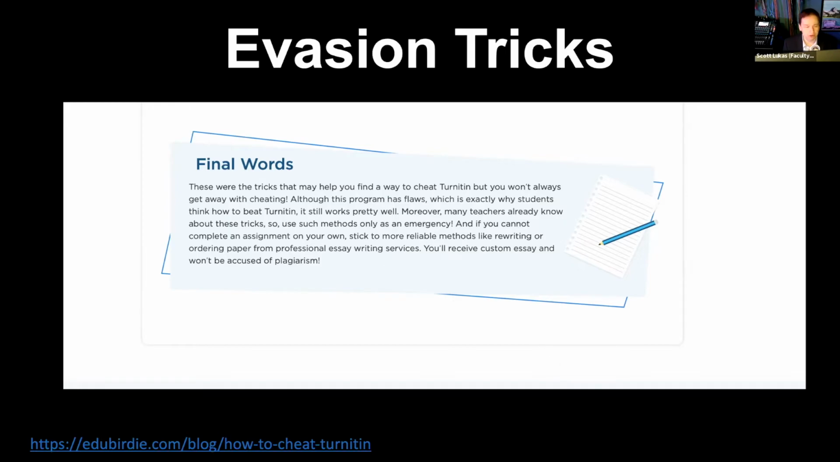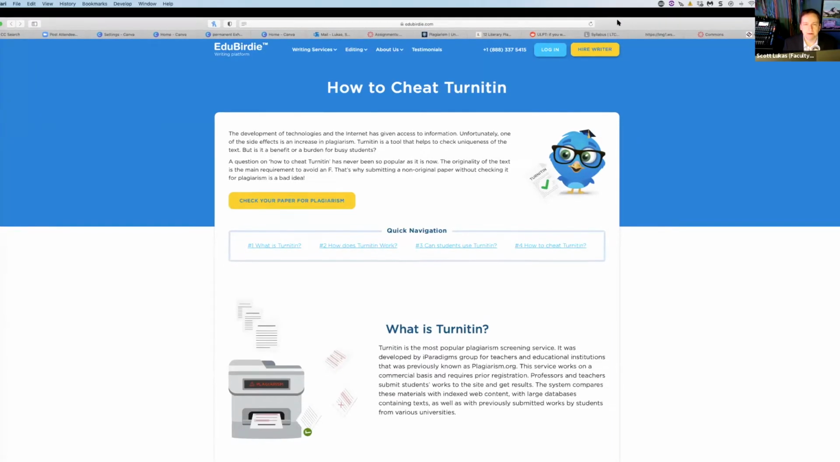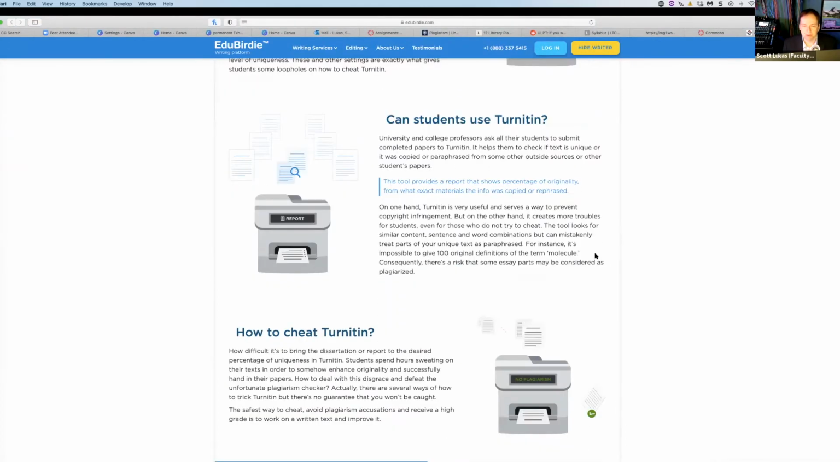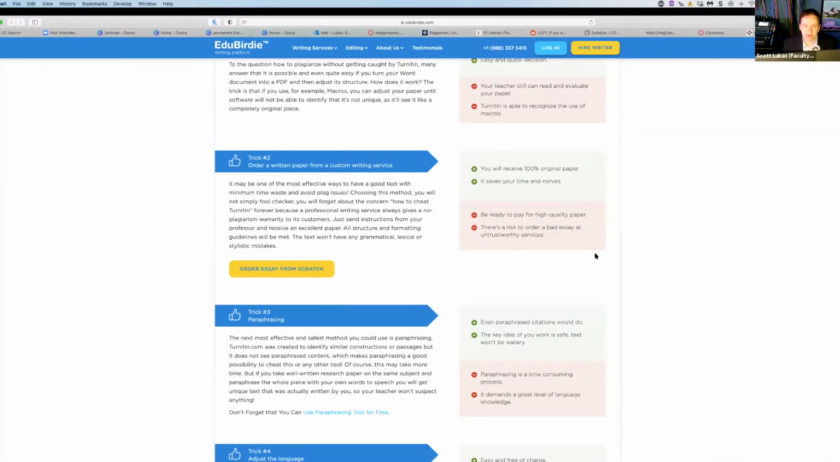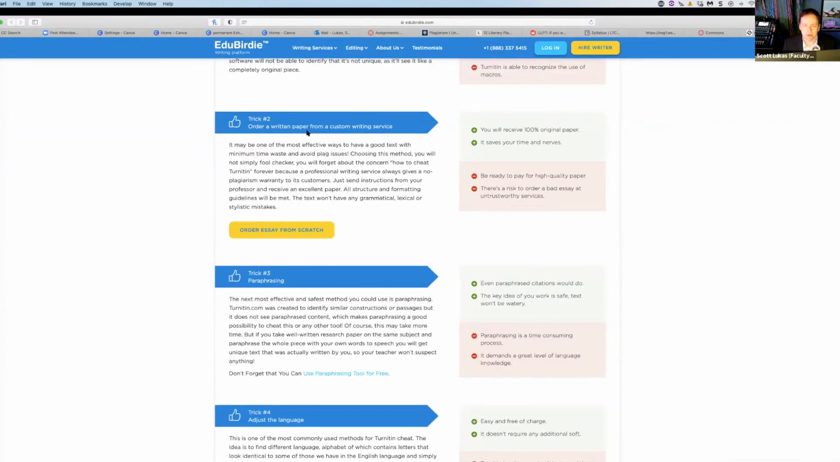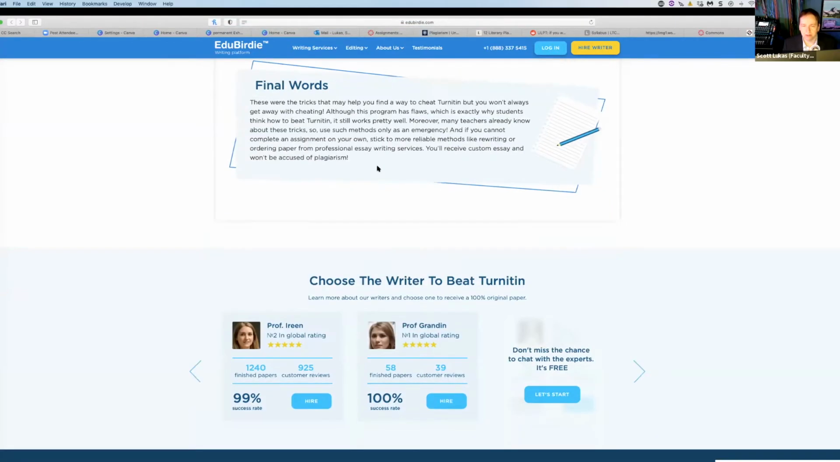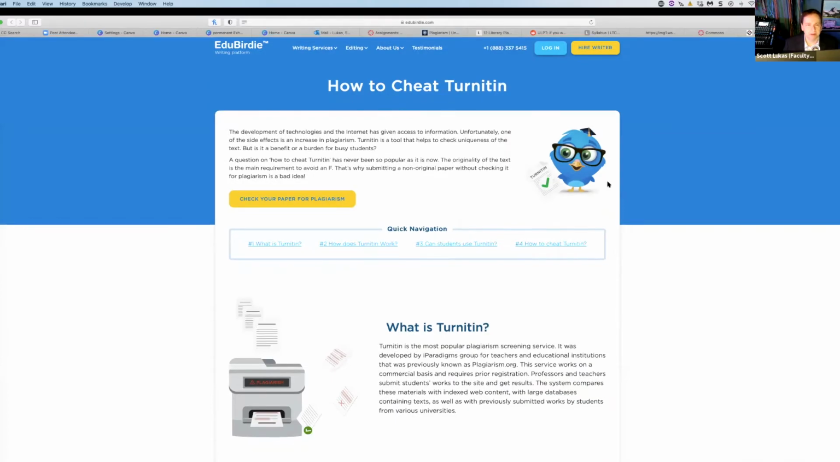That is not written too great, is it? But it's just shocking to see these, and this is an example of one of those sites. Or actually, this is how to cheat Turnitin. This is not the essay mill site. So this is the site I quoted there. So all this information about paraphrasing, ordering the paper from a custom writing service, adjusting the language, and so forth. So I just think it's really shocking that this kind of stuff exists, and I think this is actually one.